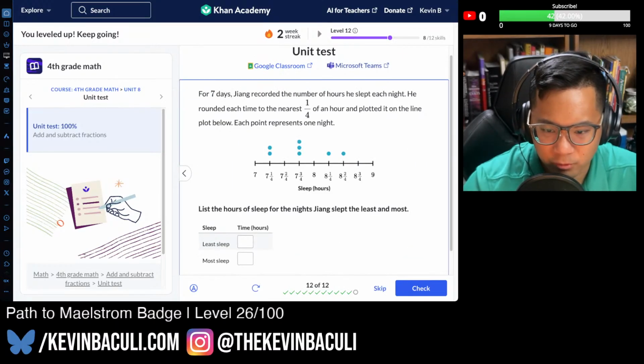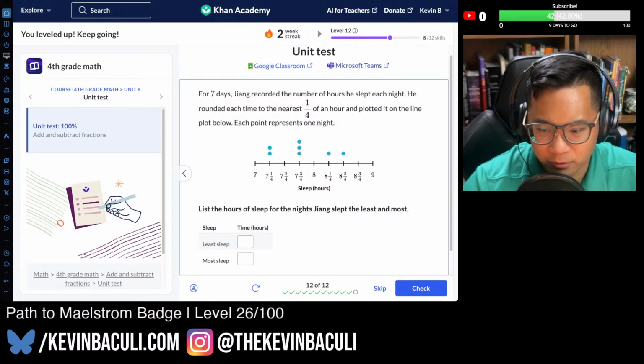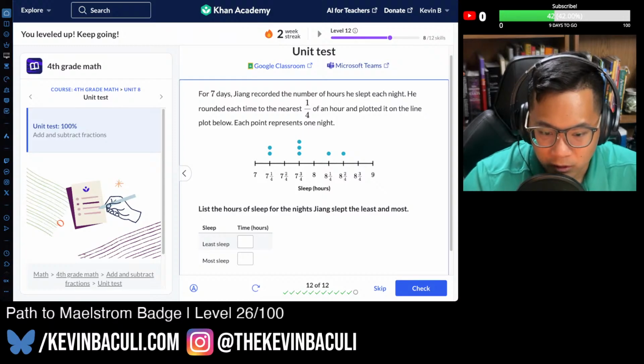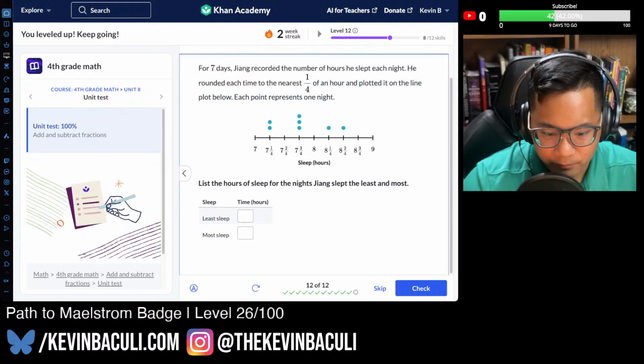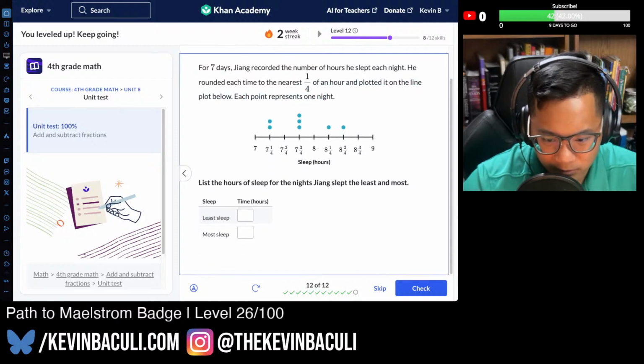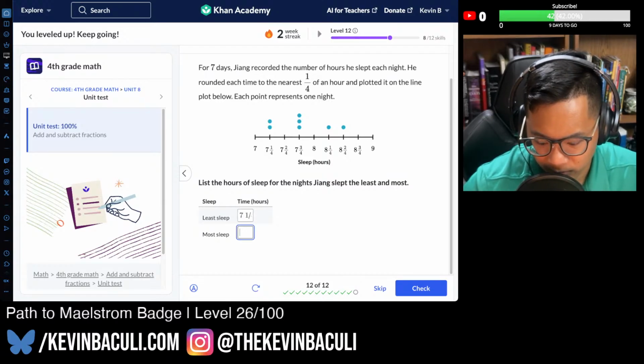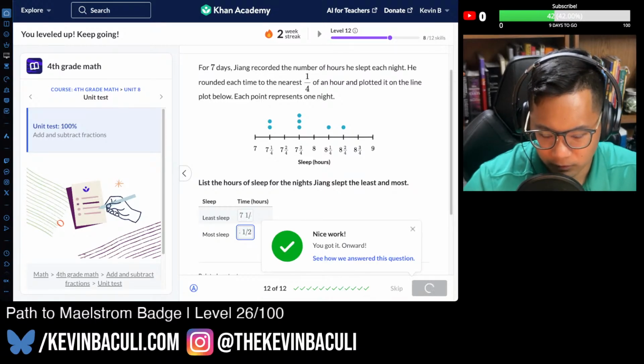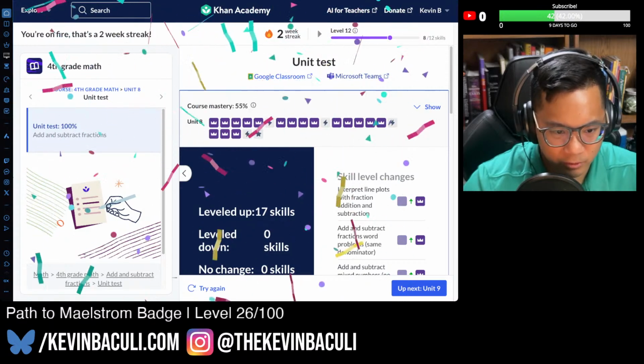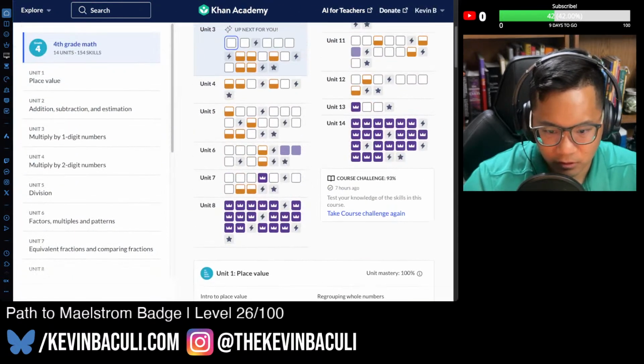For 7 days, John recorded the number of hours he slept each night. He rounded each time to the nearest quarter of an hour and plotted it on the line plot below. Each plot represents 1 night. Least sleep, so he did 7.25. The greatest was 8.5. There we go. That's how we do it. All right.